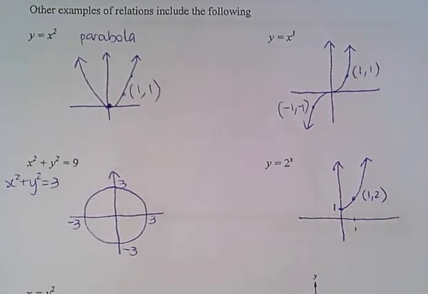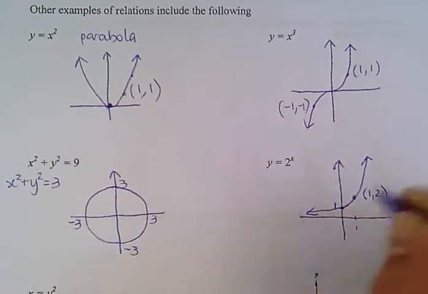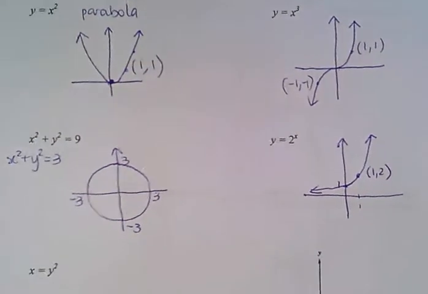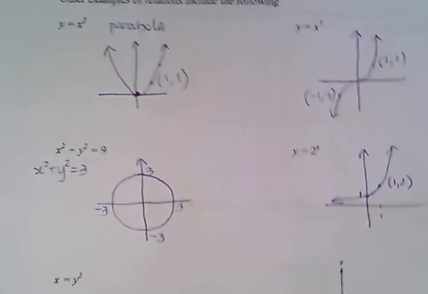What about when x is -1? What does 2 to the power of -1 mean? 1 over 2. It's a half. 2 to the power of -2 is a quarter. This graph looks like this. Okay, that's an exponential curve. So we've got parabola, cubic, circle, exponential.